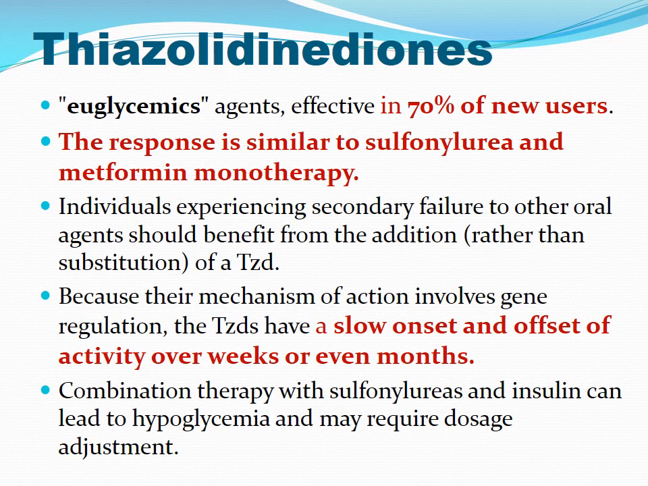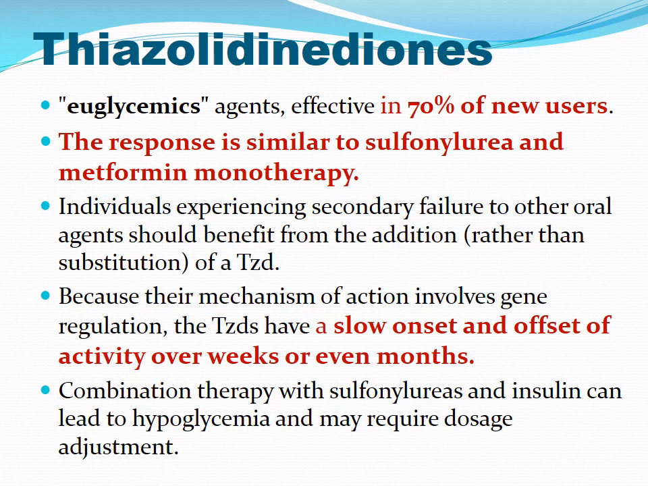Thiazolidinediones, also known as euglycemic agents, decrease plasma glucose level when it is high but do not affect the normal plasma glucose level. They have been found to be effective in about 70% of new users. Response is similar to that produced by sulfonylurea or metformin monotherapy. They can be used or added to other drugs when there is failure in treatment with other oral agents.